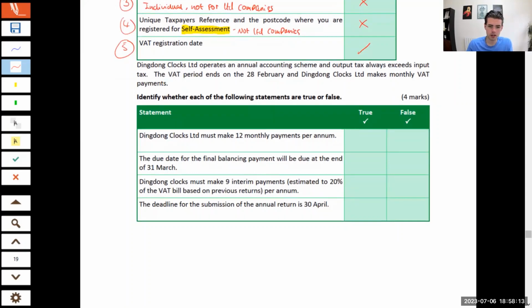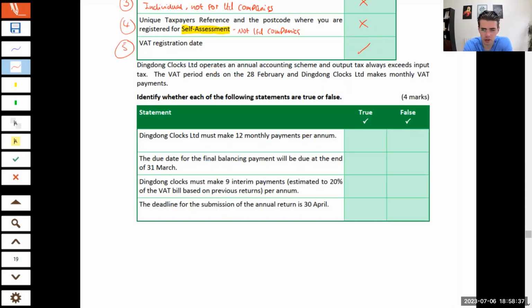Okay, last couple of bits. We're nearly there, guys. Ding Dong Clocks, that's the best one yet, isn't it? Ding Dong Clocks operates an annual accounting scheme and output tax always exceeds input tax. The VAT period ends on the 28th of February, and Ding Dong Clocks Limited makes monthly VAT payments.